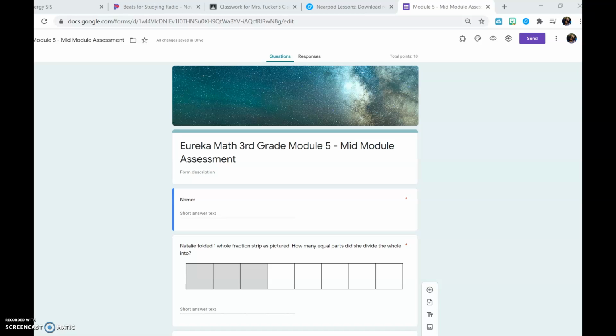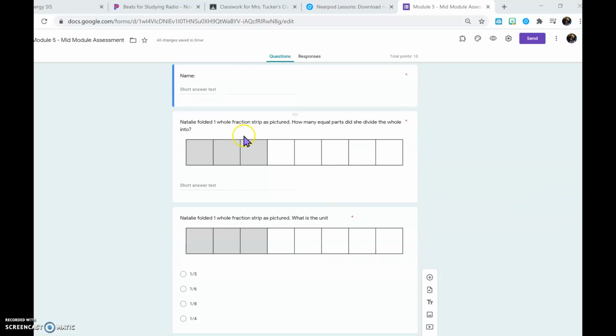Okay, let's talk about your Module 5 mid-module assessment. Remember, put your name so that I know whose test it is. The very first one says Natalie folded one whole fraction strip as pictured. How many equal parts did she divide the whole into?